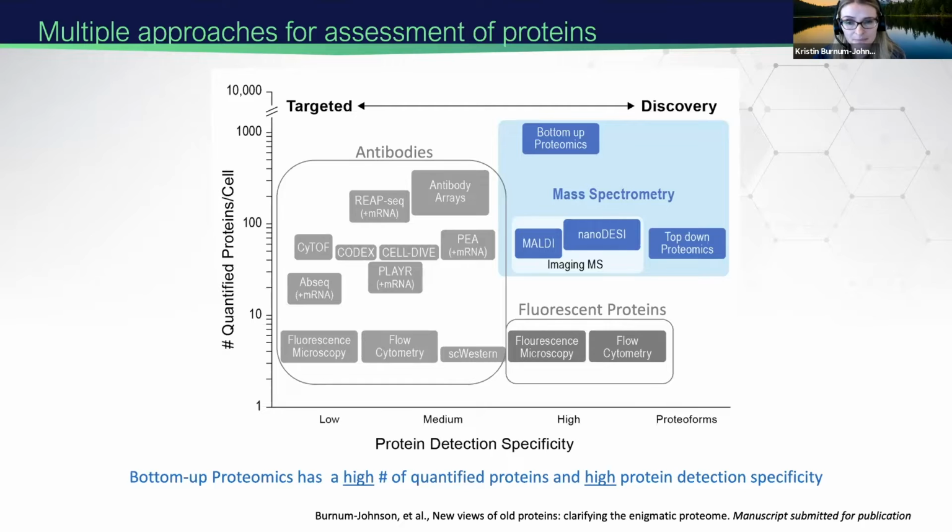With bottom-up discovery proteomic approaches, you can identify and quantify thousands of proteins in a single experiment without any prior knowledge of the proteins you're interested in, which makes this a very powerful discovery tool. You will be learning more about bottom-up proteomics today since, as stated in that sentence at the bottom of the slide, bottom-up proteomics has a high number of quantified proteins and high protein detection specificity.